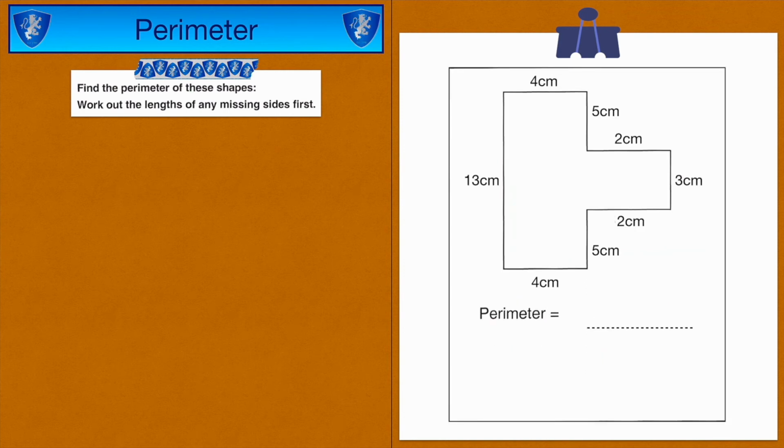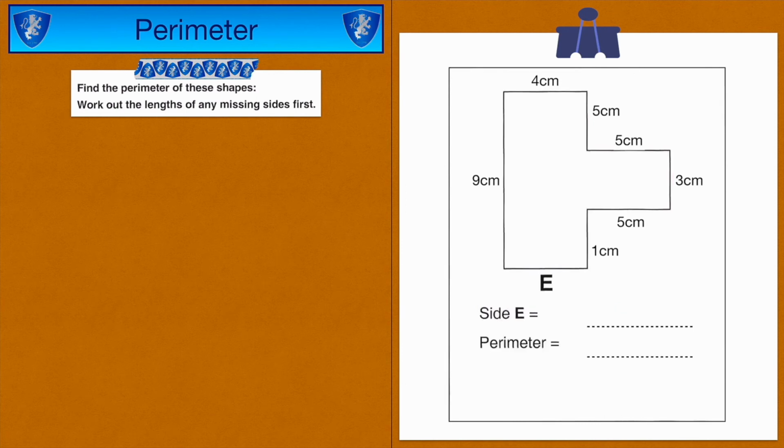Right, now this one is a T shape. So you've got a few more sides this side, but you just do it the same way. You just go round and you add up the sides as you go, like that. So that's quite straightforward.